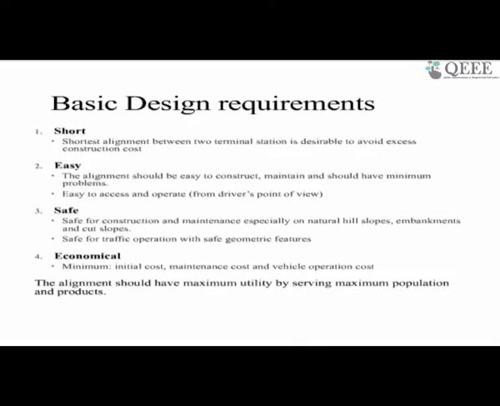So we need to have this alignment easy, in a way that it is easy for construction, easy for operation, easy for maintenance, and so forth. When we say easy, suppose you are constructing a roadway through a hilly terrain, and somehow you constructed it in the first go, and then there are side slopes which need frequent maintenance. So it's not easy for maintenance, because if you need frequent maintenance, your maintenance cost is going to increase.